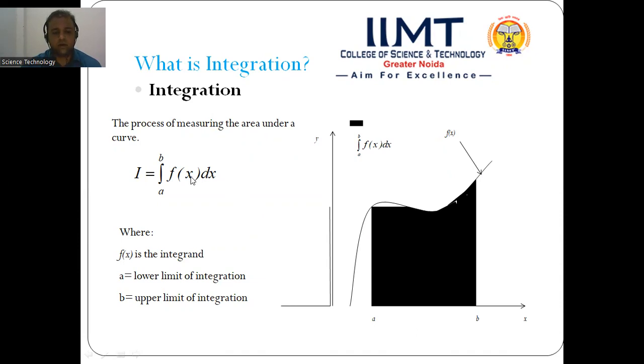For the function to be integrable, there are some conditions that must be fulfilled. First of all, the function must be continuous in the given interval. So f(x) must be continuous on the closed interval from a to b, and also f(x) must be the derivative of some function, capital F(x), which is called the antiderivative. Then we can find the integration of that function.